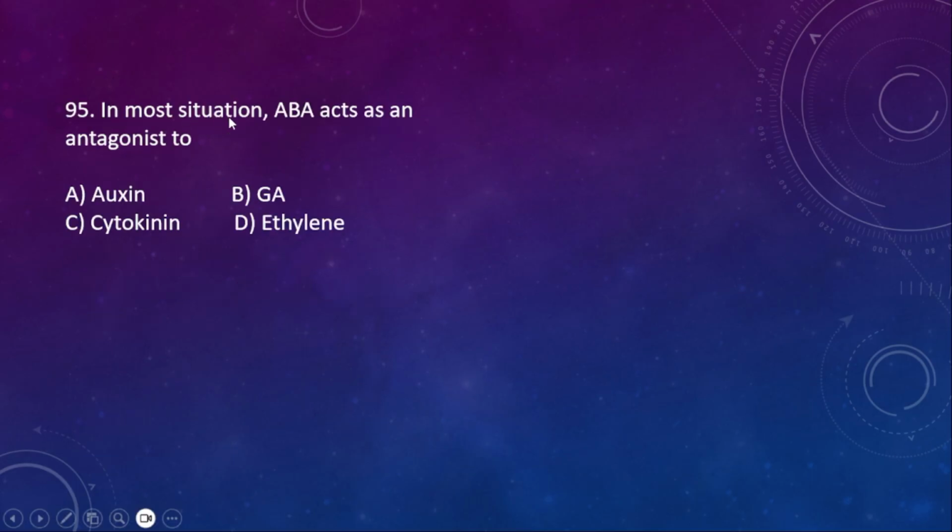95. In most situations, ABA acts as an antagonist to auxin, gibberellic acid, cytokinin and ethylene. Most of the time ABA acts as an antagonist for GA.